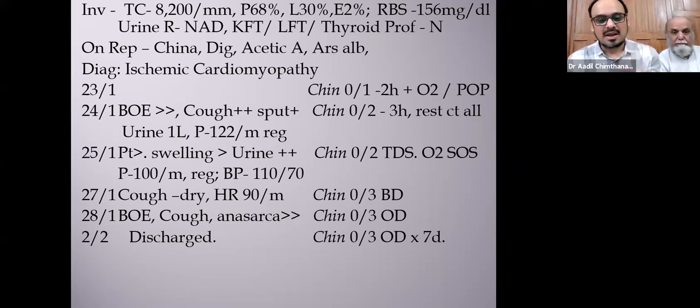So the patient was better. 27/1, cough became drier. Heart rate came down to 90. So we are going on the right track. China 0/3. By 28/1 and 2/2, he was discharged.